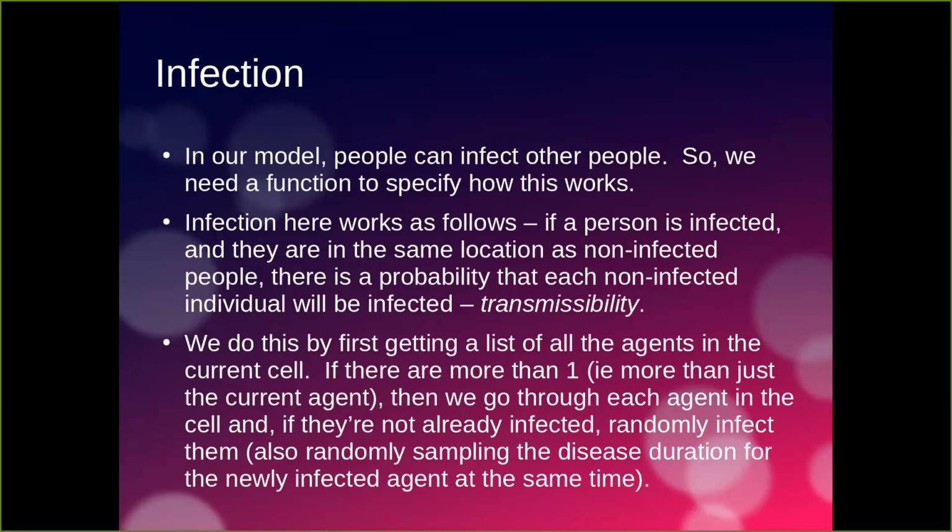So how are we going to model this? What we'll do here is we'll first get a list of all the agents in the current cell. If there's more than one, i.e. more than just the current agent, then we'll go through each agent in that cell, and if they're not already infected, we'll decide whether or not they're going to be infected. We'll do that by randomly sampling, and if they do get infected, just as we did when we set up our new agent, if they were infected at the start, we'll randomly sample how long they're going to have this disease for. Now, the reason we're checking if there's more than one: obviously if there's only one agent in the cell, i.e. me, then I can't infect anyone because there's no one else there. So that's really important. We need to check that there are other people in the cell, otherwise there's no point going on, we can't infect anyone.